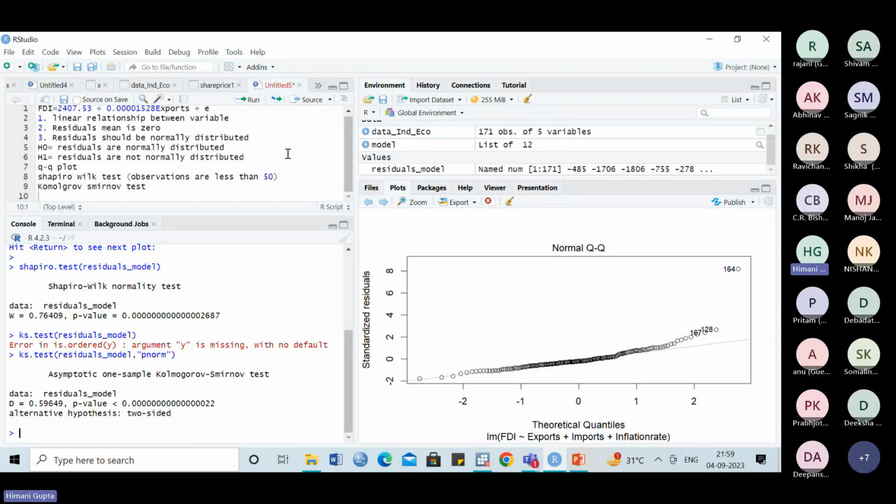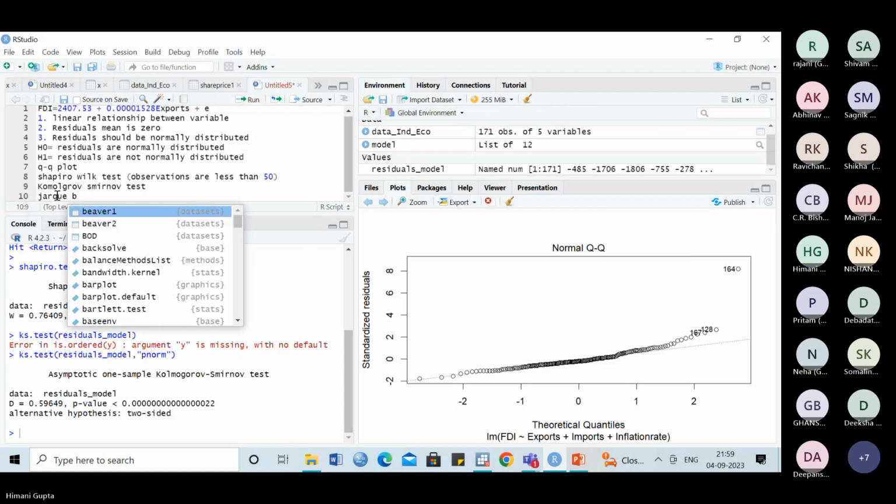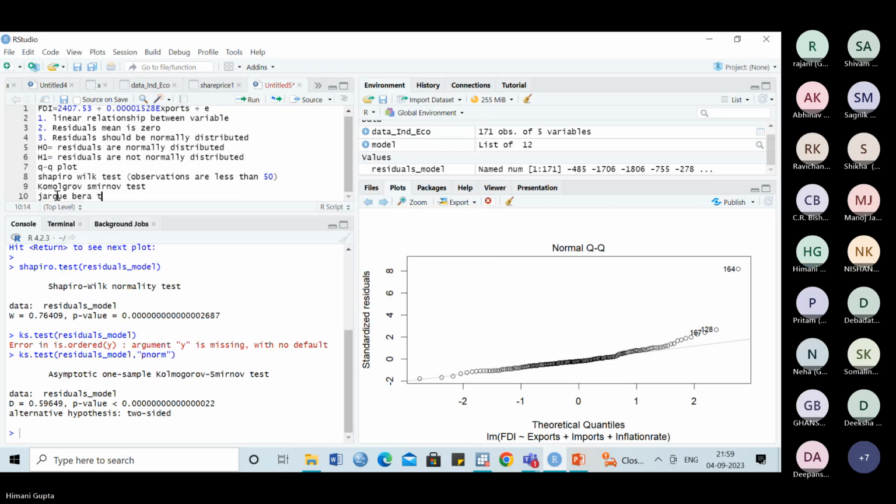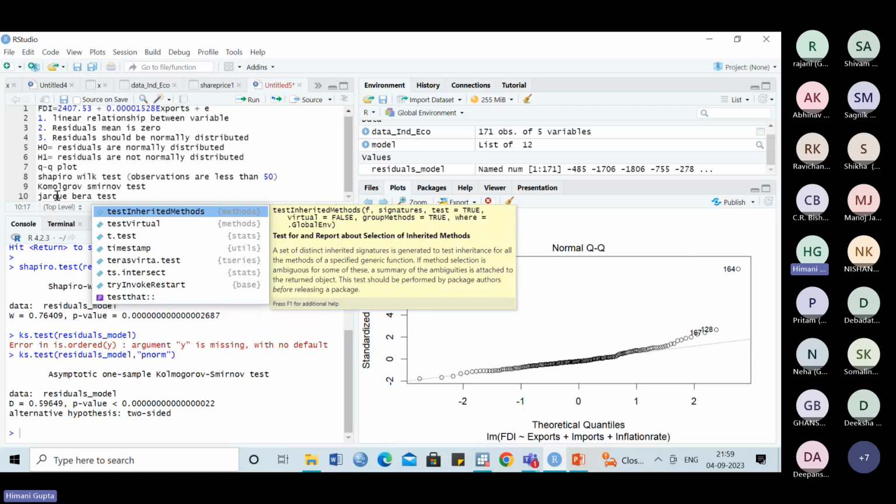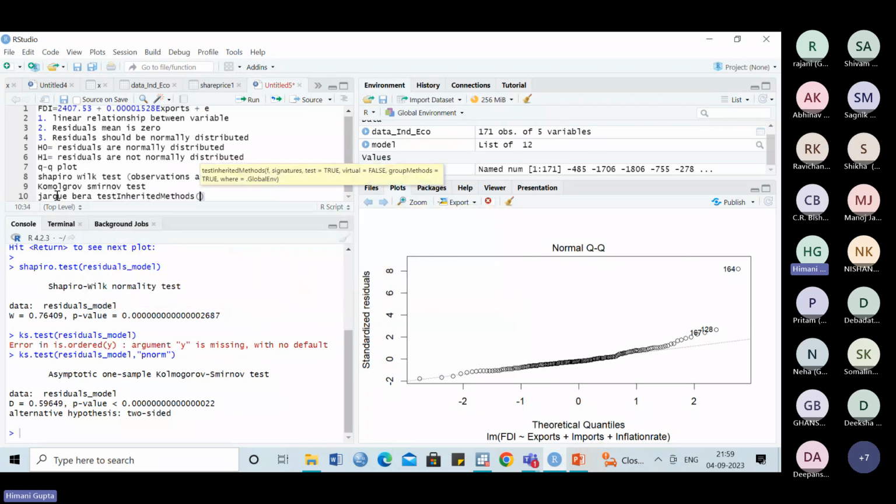One of the common tests, the KS test, is for above 50 observations. The next commonly used test is the Jarque-Bera test. Normally in your time series, you will see the Jarque-Bera test, which is used to explain whether your data is normally distributed or not. So for that, your command is Jarque-Bera test.